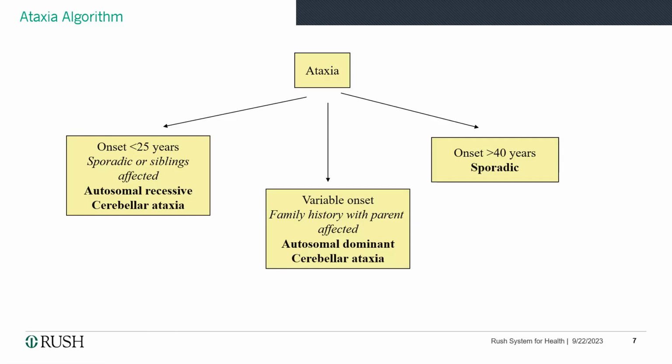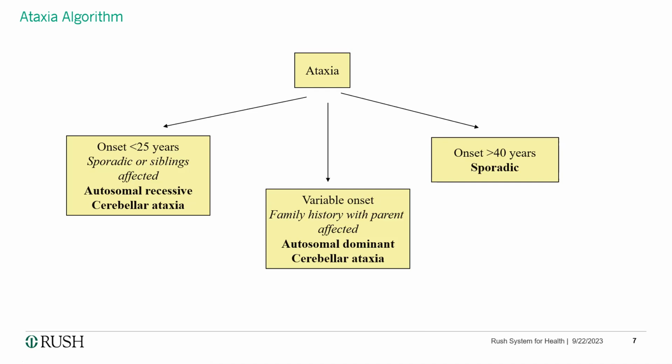If the patient on the far right of this slide comes in, their onset is over the age of 40, you're frequently going to be using your sporadic ataxia algorithm. Not always, but frequently. In the middle, the variable onset patients who have a family history with a parent affected, you're going to start initially thinking about your autosomal dominant cerebellar ataxias. Next slide.